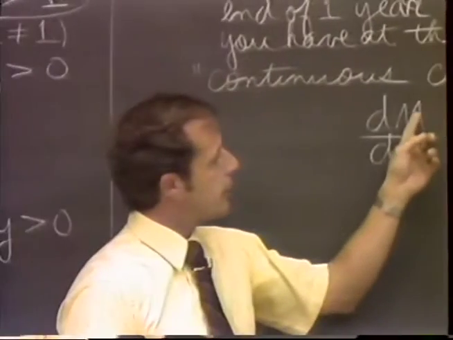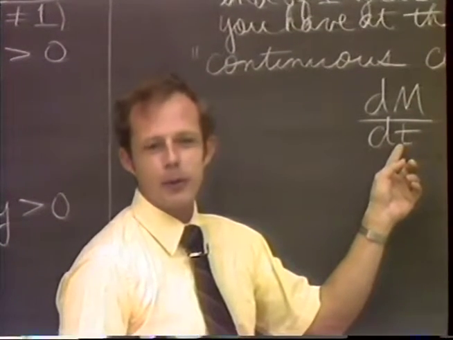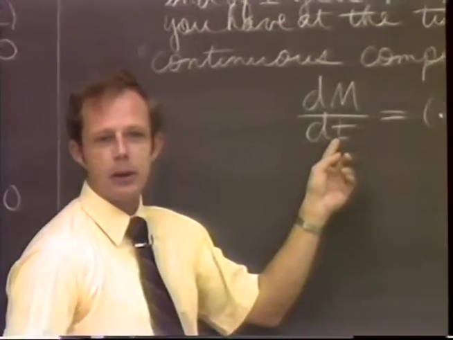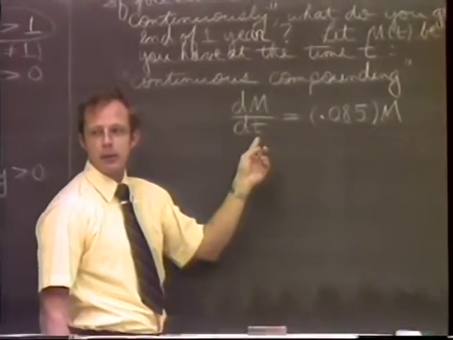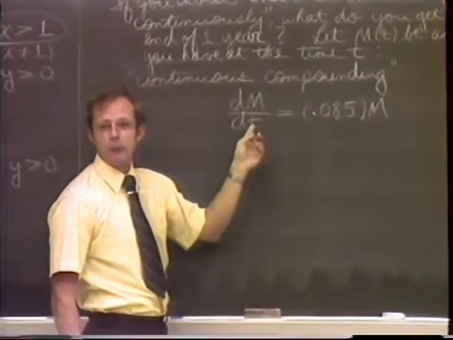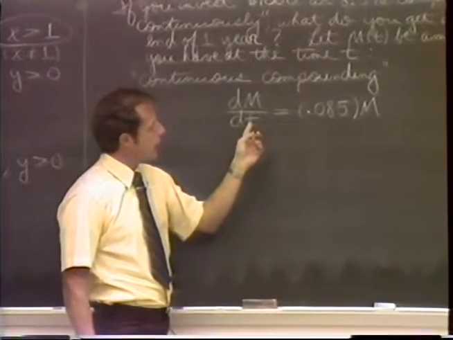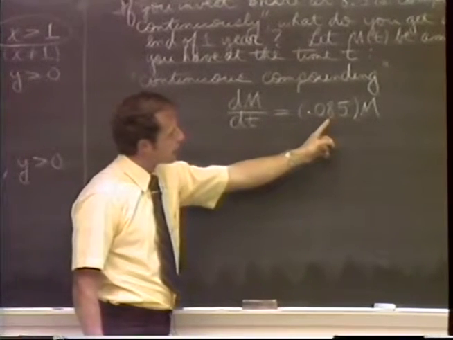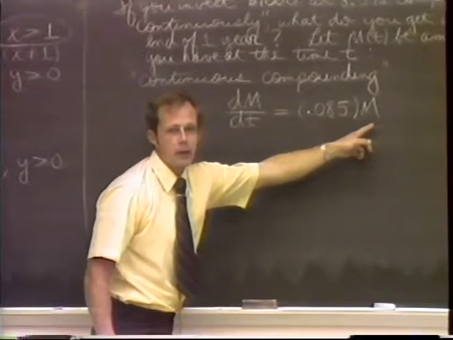And what it says is that your rate of growth, that's the thing on the left-hand side. Now, I've got to assume money is continuous, but that's okay. Don't worry about that. Your rate of growth at any instant, it's like a velocity problem. How fast is your money increasing? That rate of growth is 8.5% of the amount present. That's what continuous compounding means.